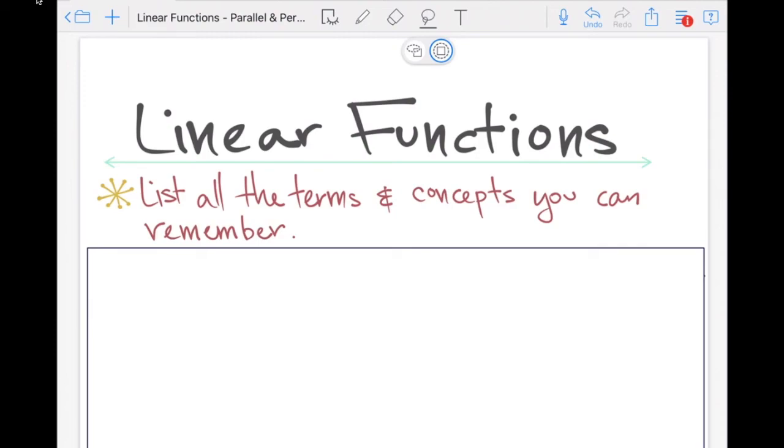All right, everyone, we're going to do a review of linear functions and parallel, perpendicular, horizontal, and vertical lines. So none of this should be new to you, but hopefully it'll be a really good review. What I want you to do first is list everything that you can remember about linear functions. You can think about vocabulary terms or other kinds of concepts. List everything you can.